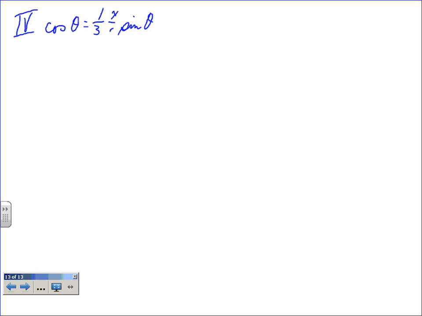These are two-step problems here. So I know that sine theta is y over r. My r is 3, my x is 1. What is y? So I use the Pythagorean theorem. We're given r as being 3. I don't know what y is, and I know x is 1. 3 squared is 9, 1 squared is 1. Subtract 1 from each side.